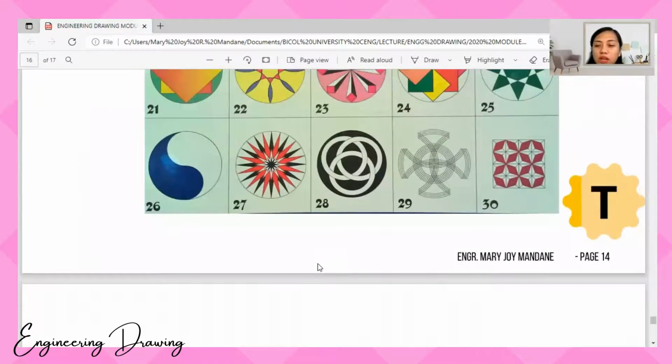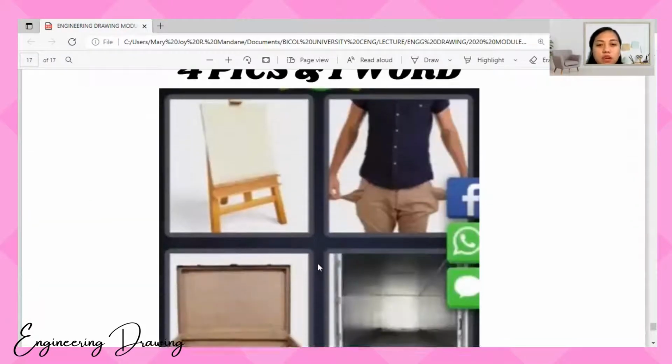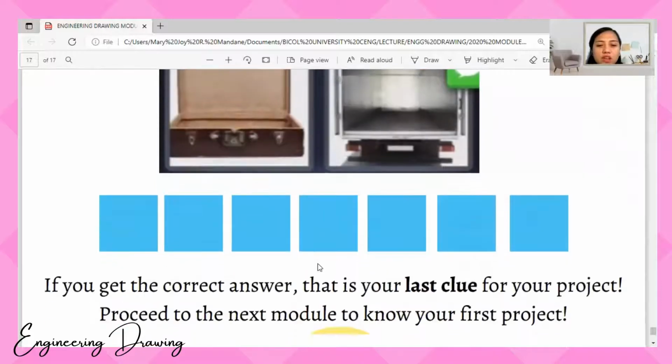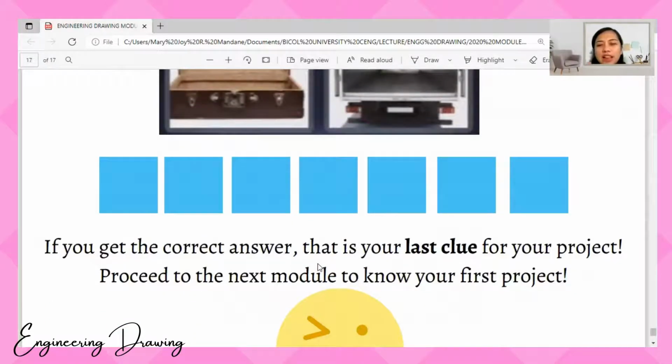We also have here another clue, T, and 4 pics and 1 word. If you get the correct answer, this is the last clue for your project, so proceed to the next module to know your first project.